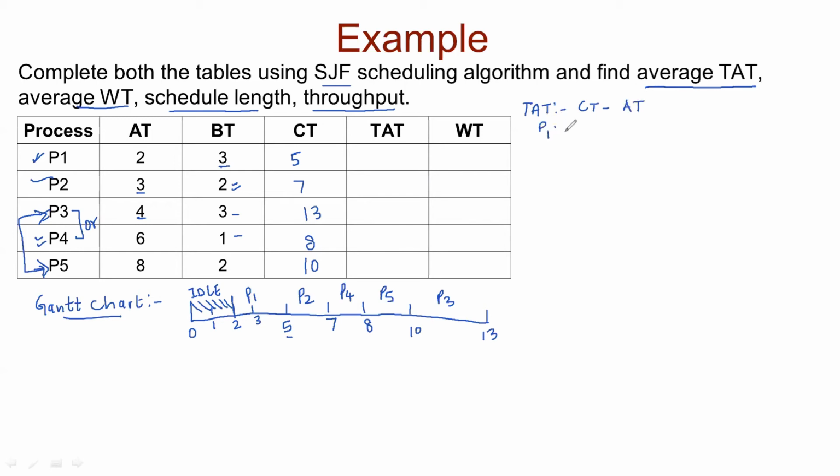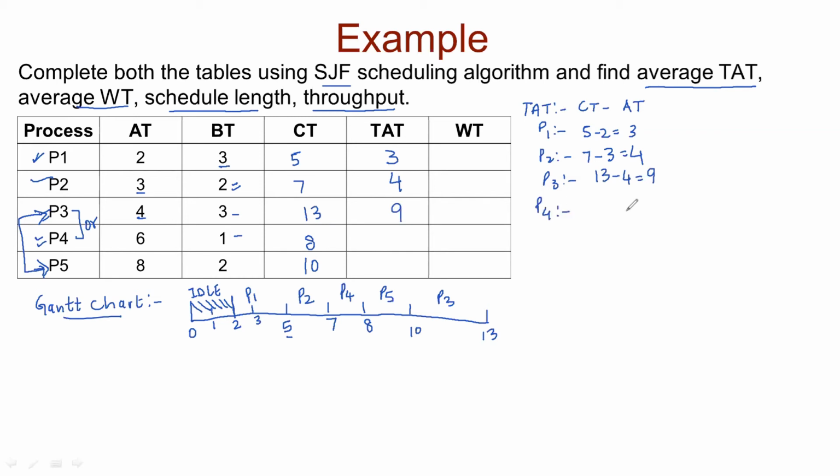For P1, completion time is 5 and arrival time is 2. So it comes out to be 3. Turnaround time for P1 is 3. Similarly, for P2, completion time is 7, arrival time is 3. Turnaround time comes out to be 4. For P3, completion time is 13 minus arrival time 4. That gives me 9. Turnaround time of P3 is 9.